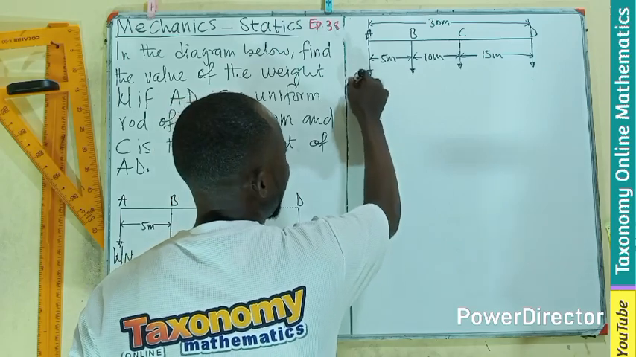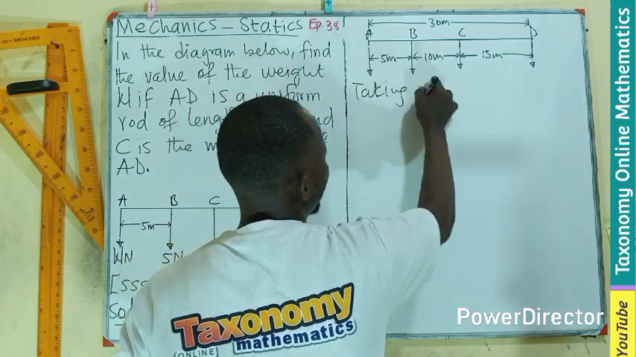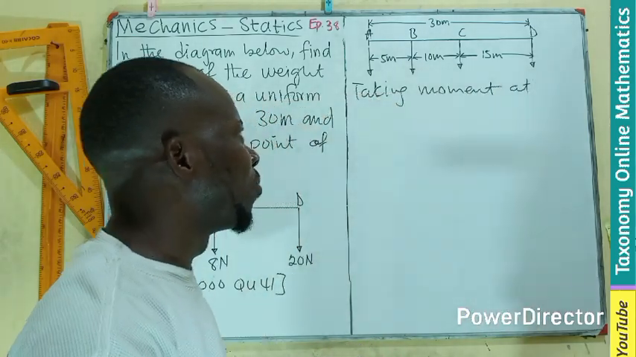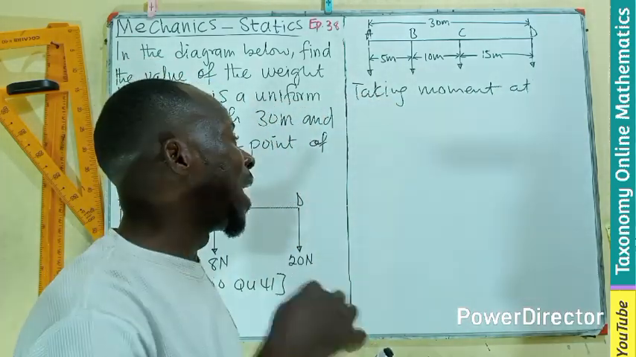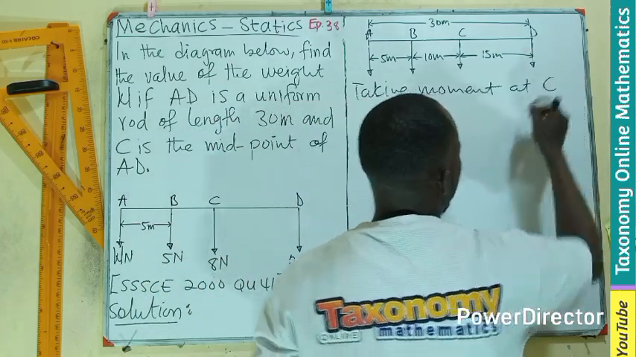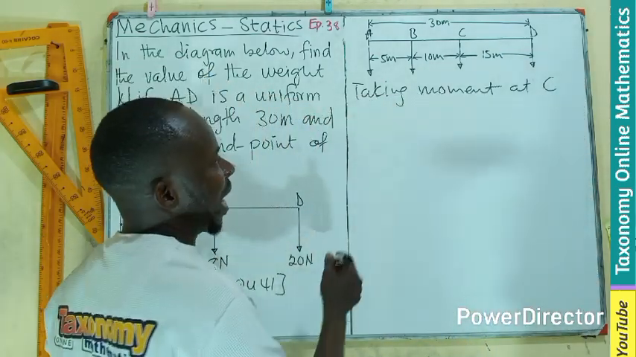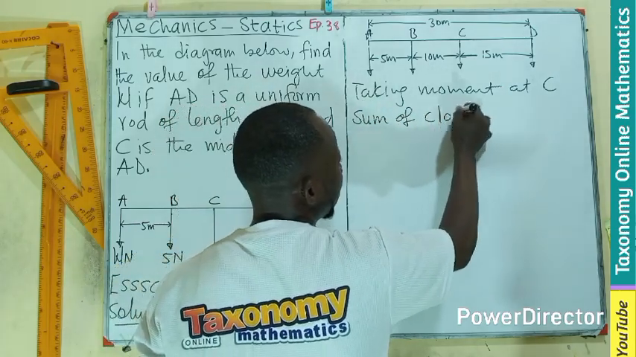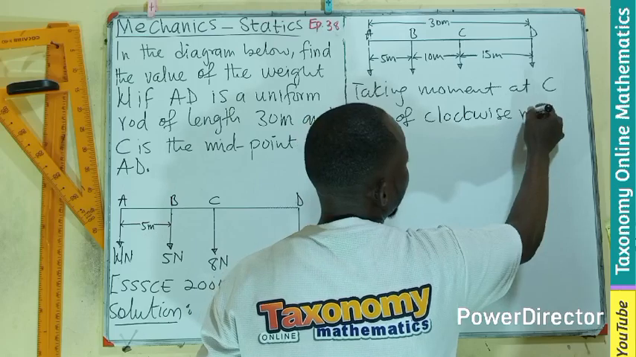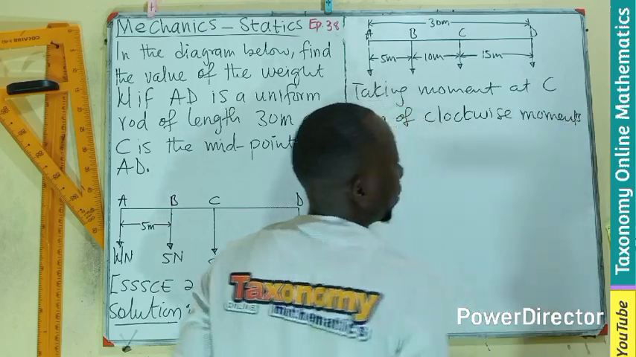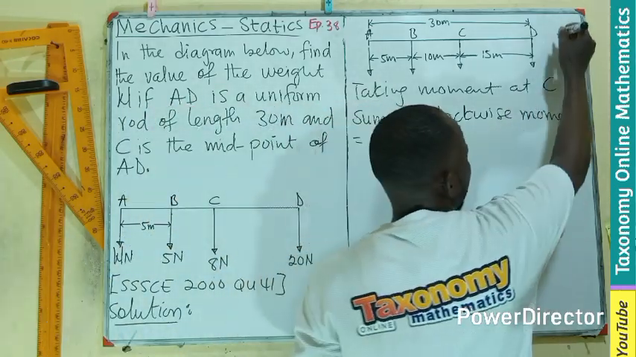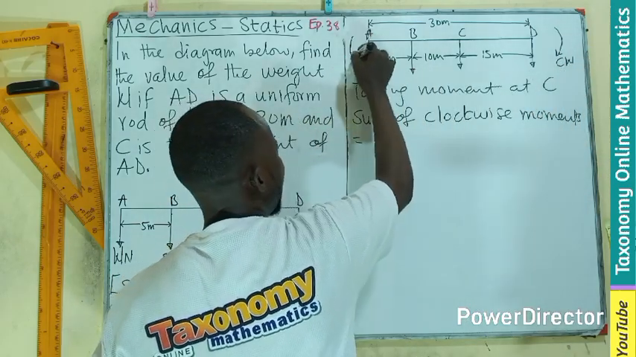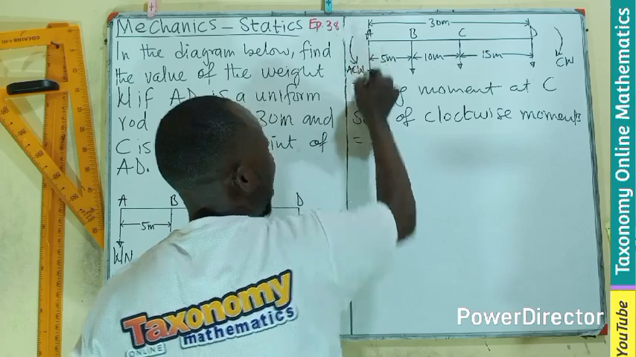So what do we need to do? We need to take moments. We can take moments at any point as the support. In this case, I am going to take the moment at C, the central part. If I do that, I can find the sum of clockwise moments. This is going to move in the clockwise direction, and if you move this way, it is in the anti-clockwise direction.